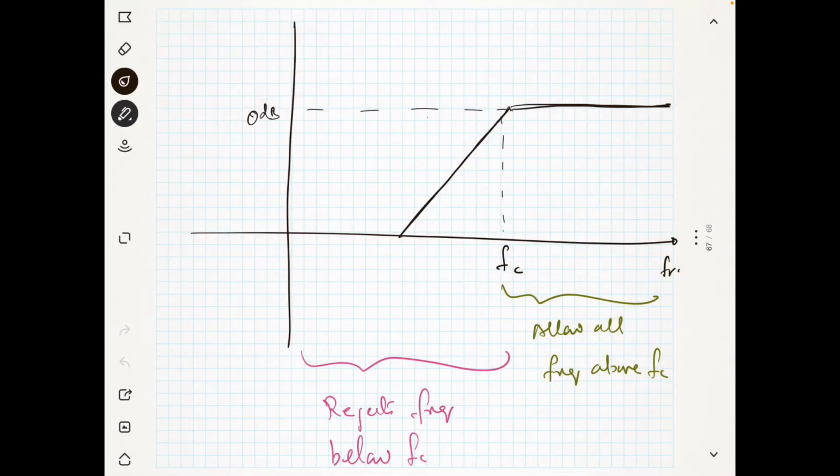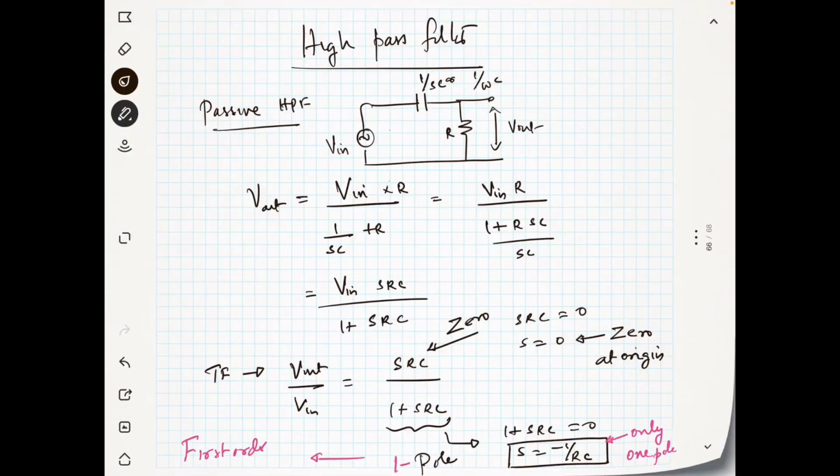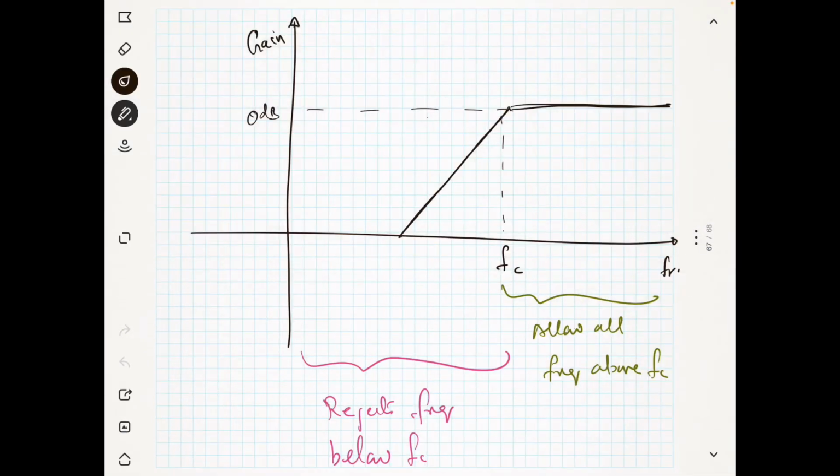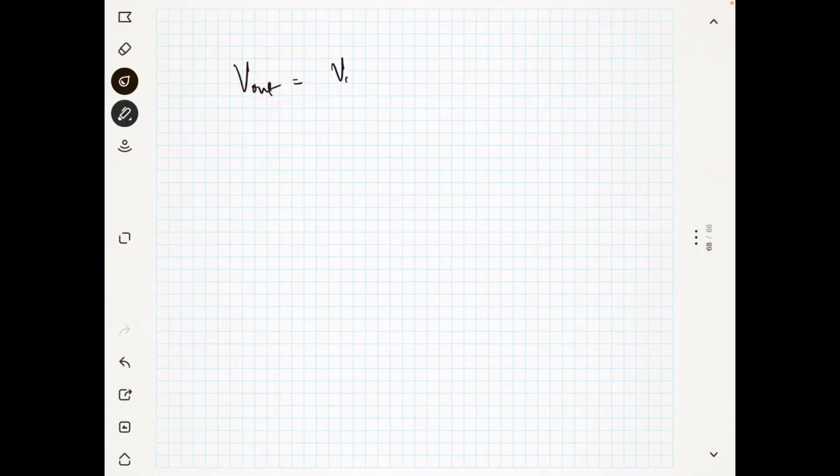Sorry, I forgot to write the gain anyway. So the response is equal to V in into SRC by 1 plus SRC. So V in into SRC divided by 1 plus SRC. I will put S is equal to j omega, that's it. That's very easy in terms of S is equal to j omega.